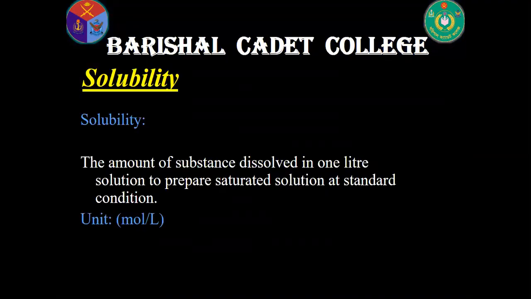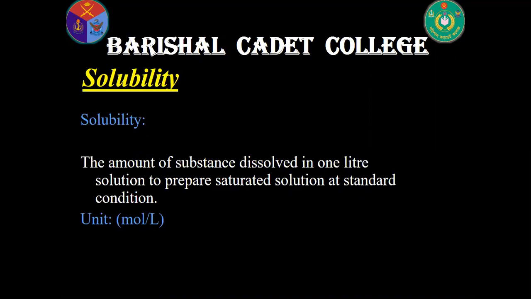First topic of this lecture today, solubility. That means the amount of moles of substance dissolved in 1 liter solution to prepare a saturated solution at standard condition, that means 25 degrees centigrade temperature, is called solubility. Its unit is mole per liter. If it is in gram unit, gram per liter.